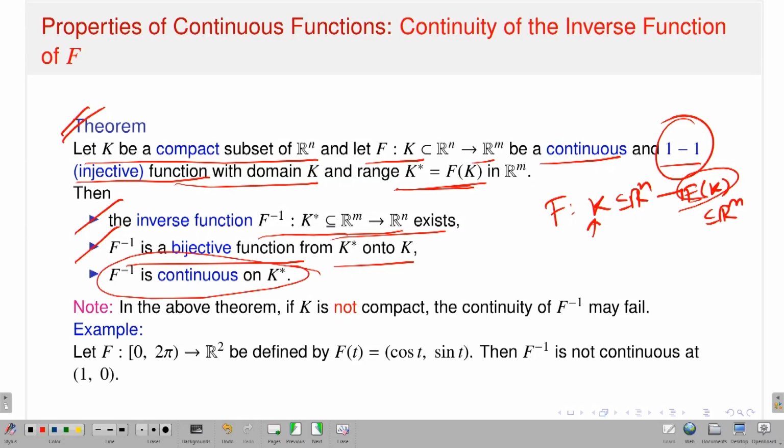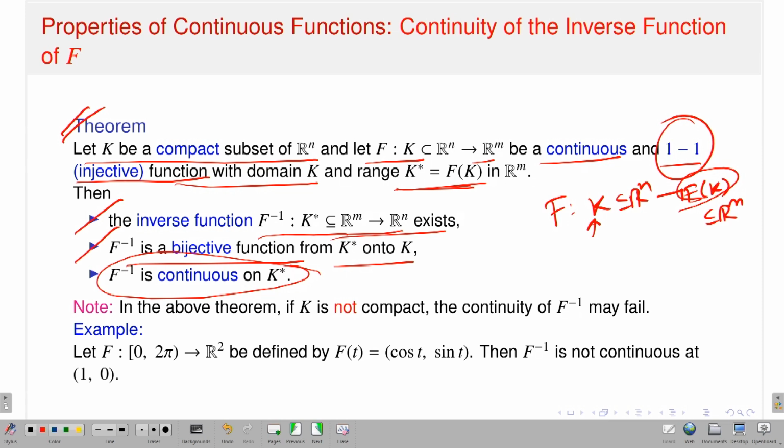That is very important. Therefore, if I have a compact set K in Rn, and a function capital F defined on that compact set that is continuous as well as 1-1, then the inverse function from the range f of K, that is K star, to the set K exists, it is bijective, and the inverse function is also a continuous function. That is the point.